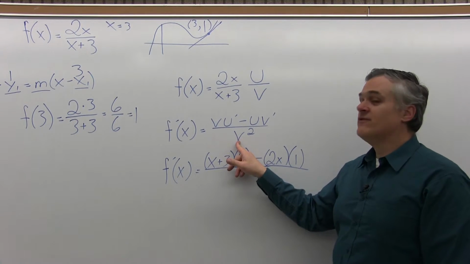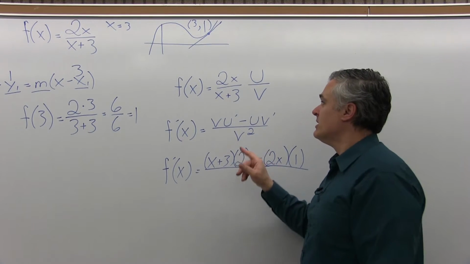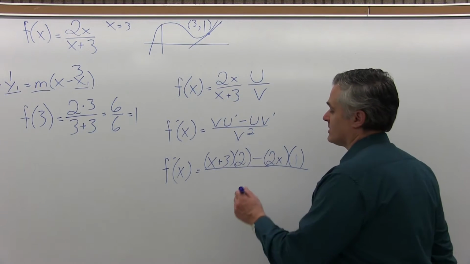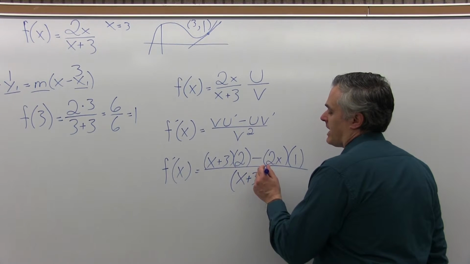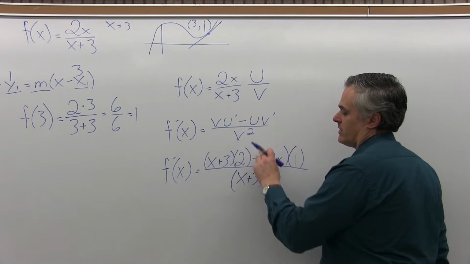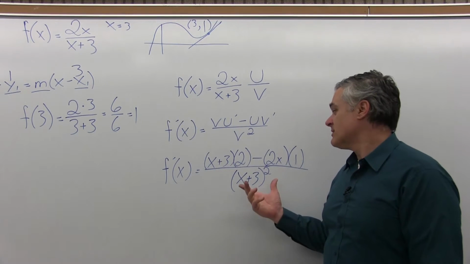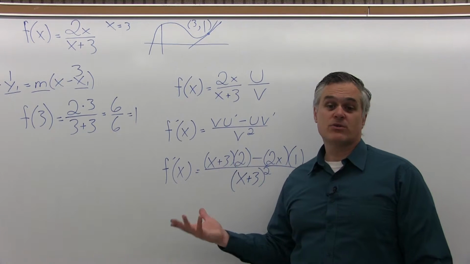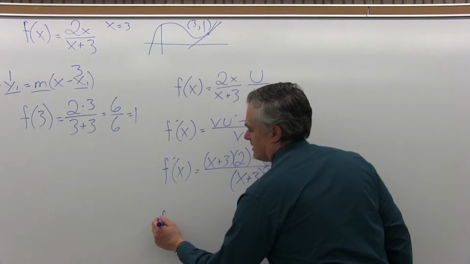And then underneath, I have v squared. No prime, just v, but squared. So v, the denominator of my function, is x plus 3. And I'll do second power for squared. Now, that is my f prime of x, and I can start plugging in any number I want for x right now, but I can clean it up just a little bit at least.